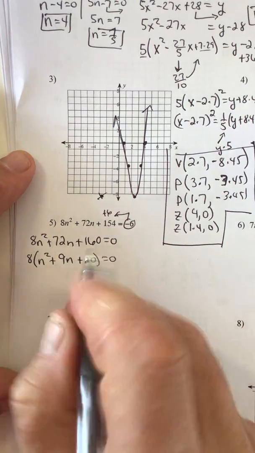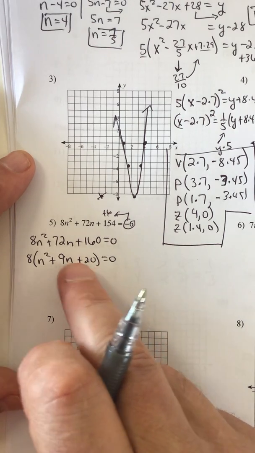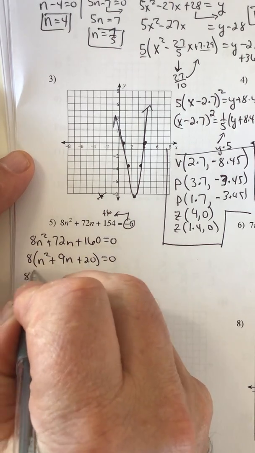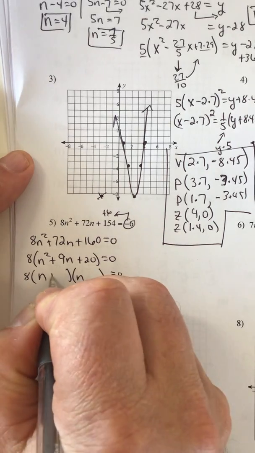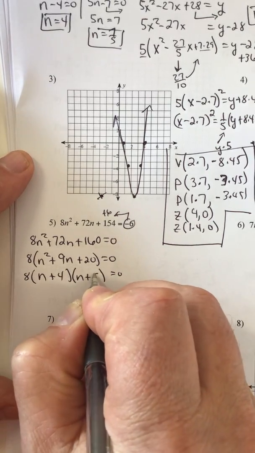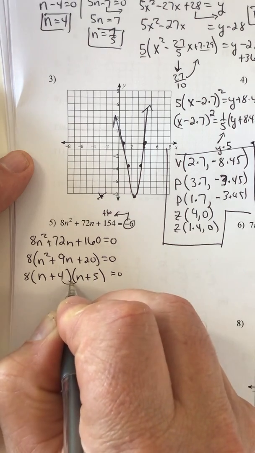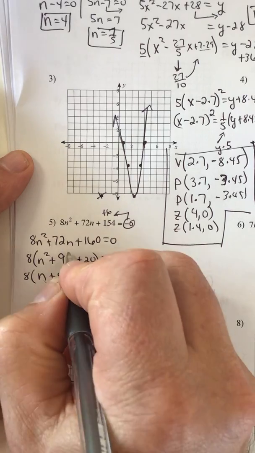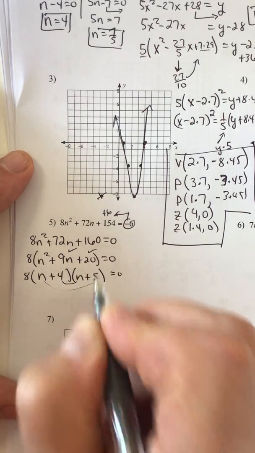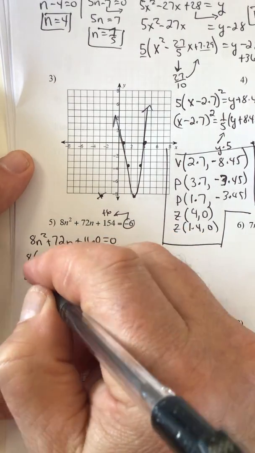Okay, this piece will factor. I need something that multiplies to 20 while adding to 9. Well, that's going to be 4 and 5. So n plus 4 and n plus 5. See, the inners multiplied, that's 4, plus the outers are 5. 4 and 5 make 9, check. 4 times 5 make 20, check. Okay, so here's the zeros.